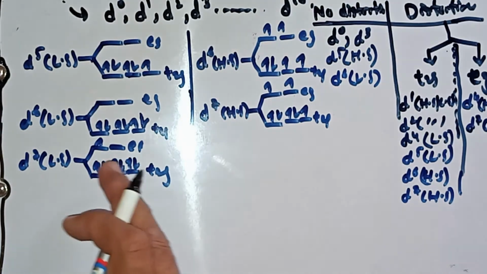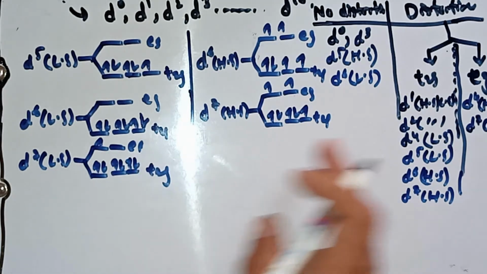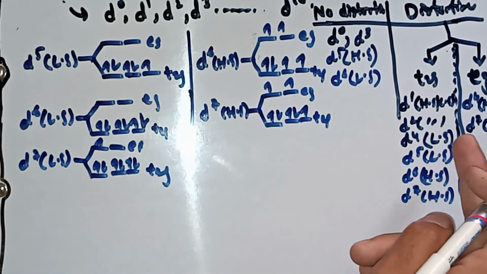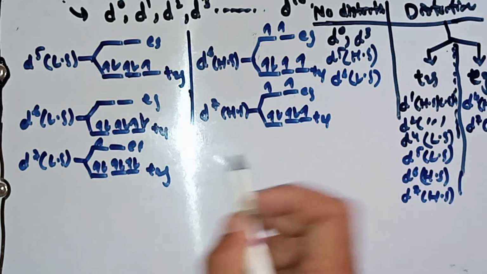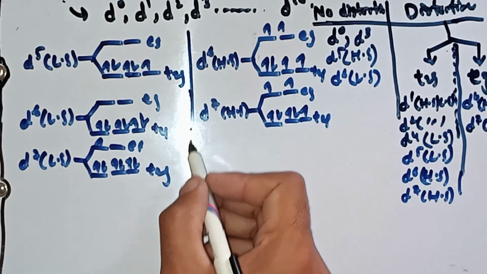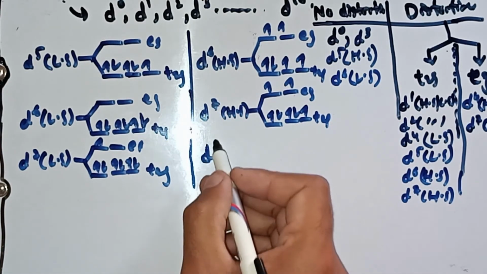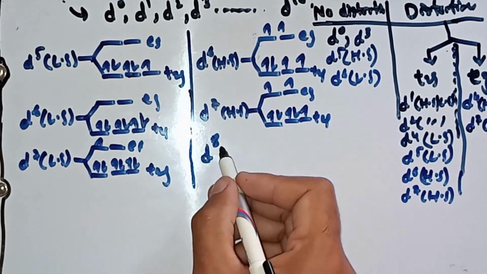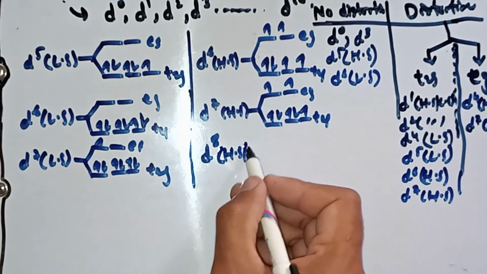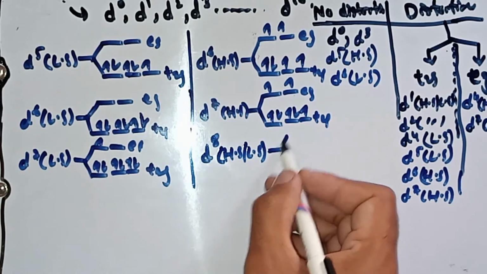So that's why the EG set is asymmetrically paired. That's why the EG orbitals have distortion. Distortion will occur in the EG orbitals. So let's take a d8 system. A d8 system may be high spin or low spin. In both cases, they are equal.